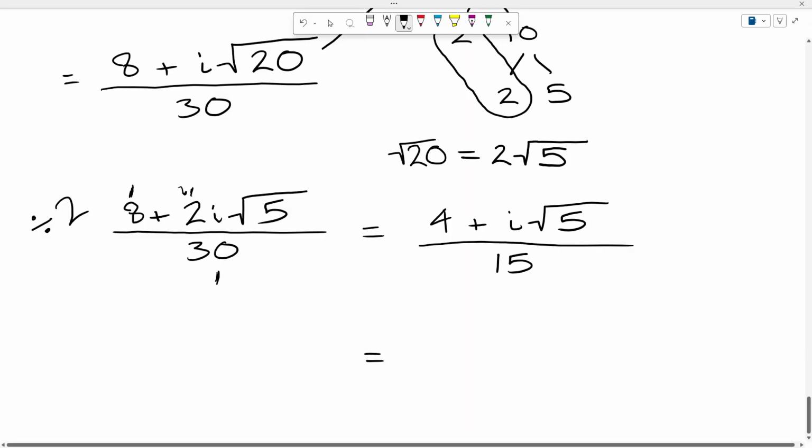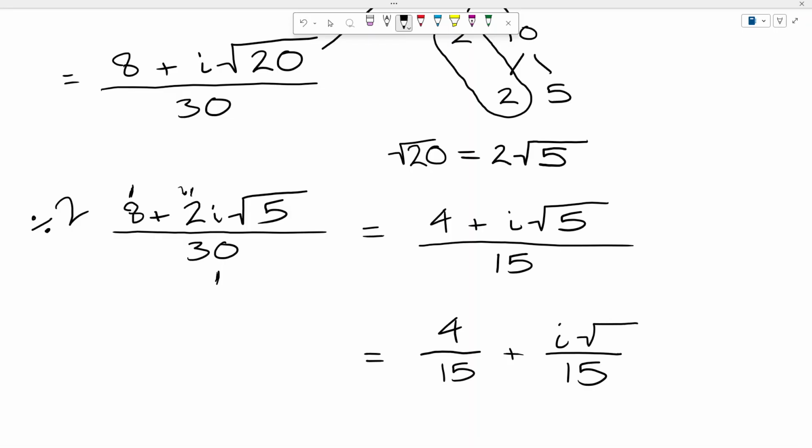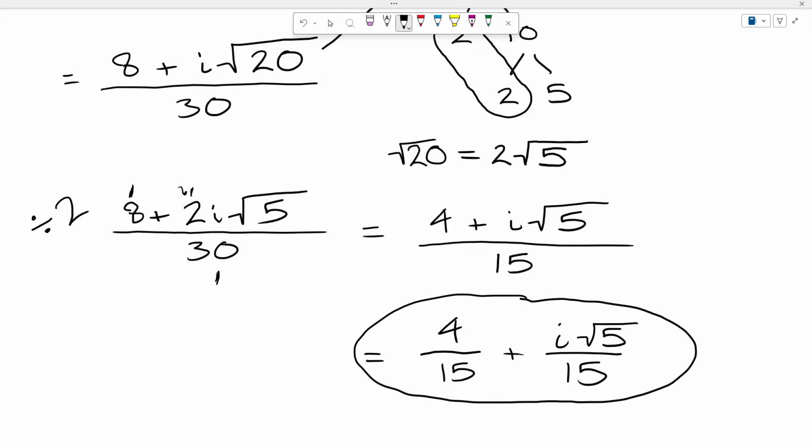And then we could leave that as our answer or separate it again like we've been doing. So we'll have 15 on the bottom and 4, i square root of 5. And that will be our final answer, 4 over 15 plus i square root of 5 over 15.